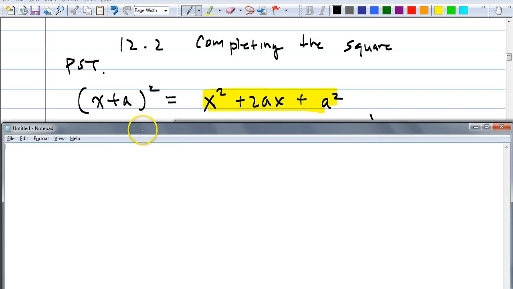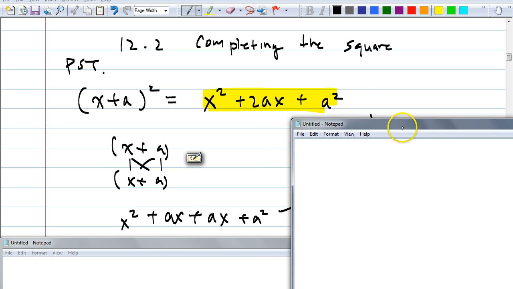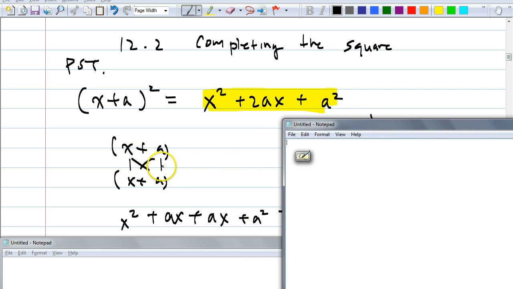If you don't remember this, we just multiply it out, right? So if you multiply x plus a times x plus a, well, x times x, you get x squared. How many xa do we get? Here you get one of them, here you get two. You get the same one because you're multiplying the same binomials, right? And then you get a squared at the end. And this trinomial is a perfect square trinomial, right, guys?